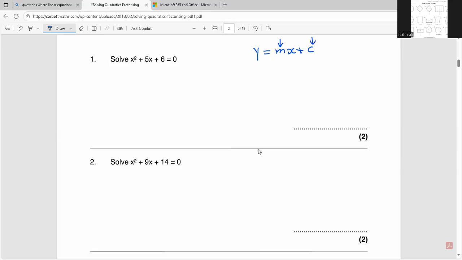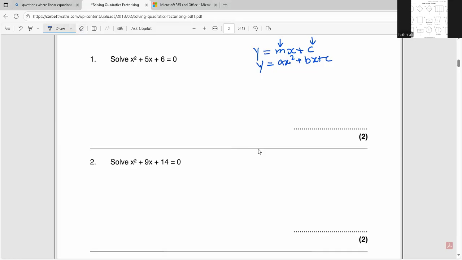Here, when we say solve x square plus 5x plus 6, you see this x square, it means that it is of the form ax square plus bx plus c. So let's begin. When I say solve, it means I want to find the points where the curve touches the x-axis. These 2 points will be the solution sets. I am finding these 2 points using algebra. So how do we do it?